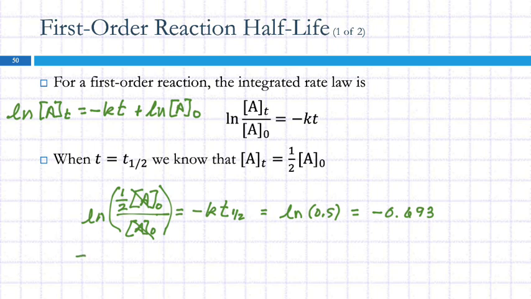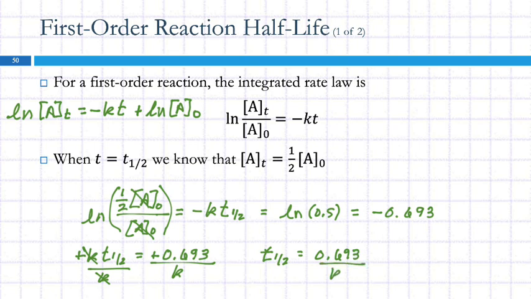So I've got negative k T1/2 equals negative 0.693. Multiply both sides by -1 to get rid of the minus signs. Divide by k to get T1/2 by itself. T1/2 for first order is equal to 0.693 over the rate constant.